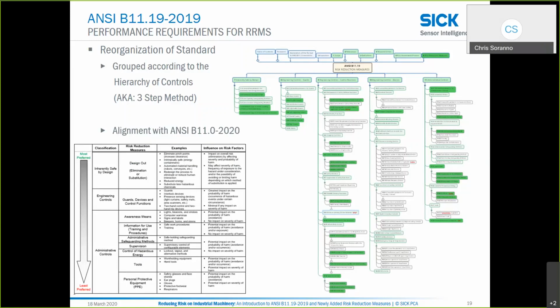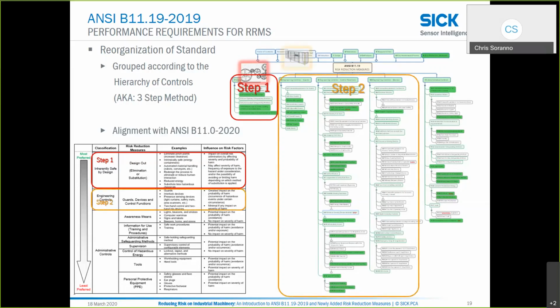So on the left, what we see is the hierarchy of control table, which is included in ANSI B11.0. And it starts with step 1, inherently safe by design. And by design, ANSI B11.19 follows that same structure, starting with clause 7. Clause 7 is inherently safe by design measures. In the hierarchy, we then have step 2, which is engineering controls.